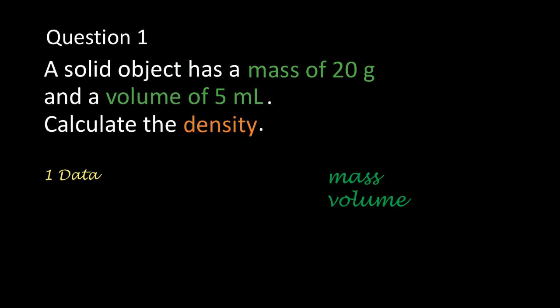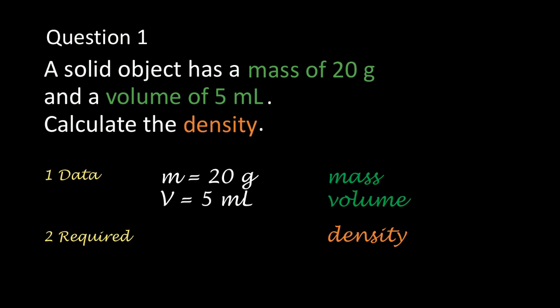Now, this is the data of the question. The first step is write down the data. Mass is the m, and the m is 20 grams. So m equals 20 g. And volume was the capital V, so V equals 5 milliliter. And density, that is what is required. That's what they want us to find out. So required is rho equals ... and we already know the unit, that is grams per milliliter. So g/mL.